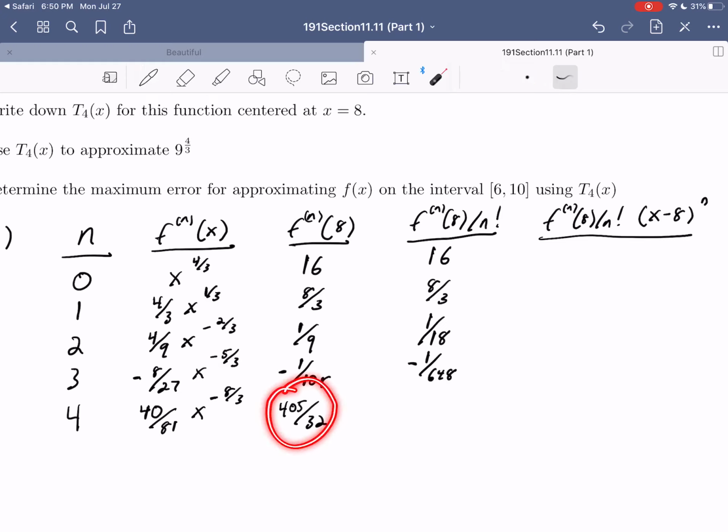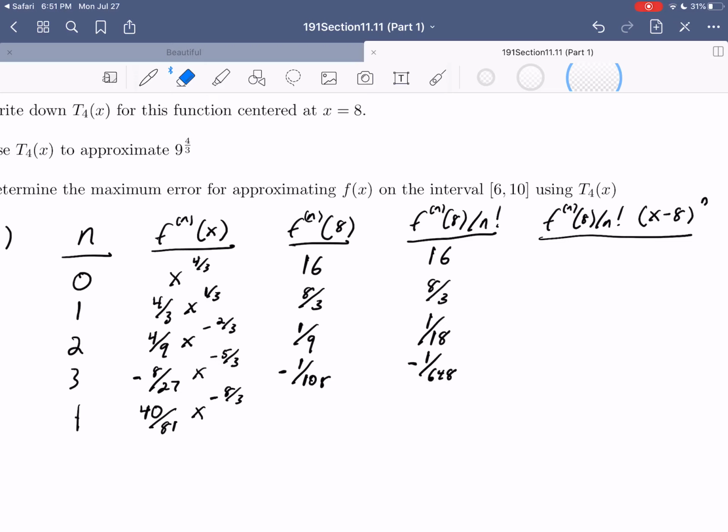And this one, we've got to divide by 24. So if we do that, let's see. Oh, I made a calculation error back here. Let's go back real quick. Sorry about that. 40 times that 2 to the negative 8, and then divided by 81.